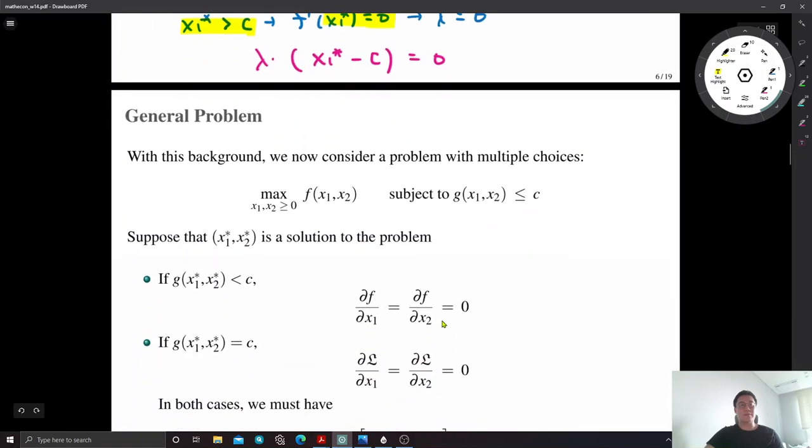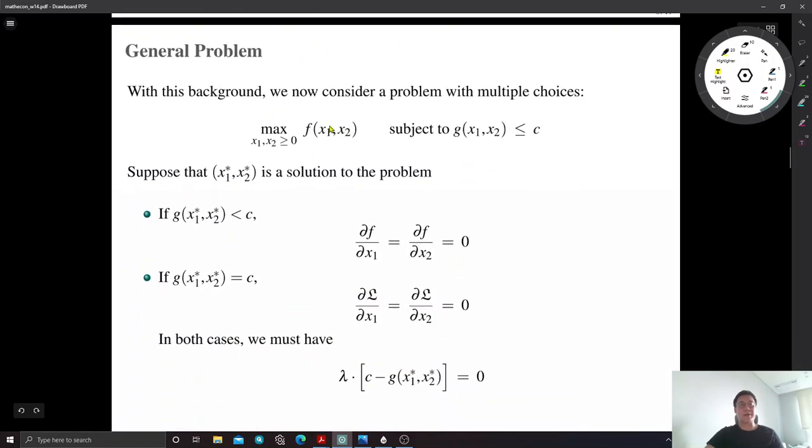All right, so now we are going to generalize this finding to a general problem, the function with multiple choices. Now the function depends on x1 and x2, and the constraint is given by a general form: function g should be lower than or equal to c. And suppose that x1 star and x2 star is a solution to this maximization problem.